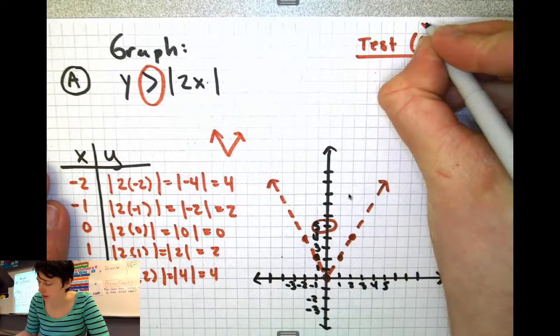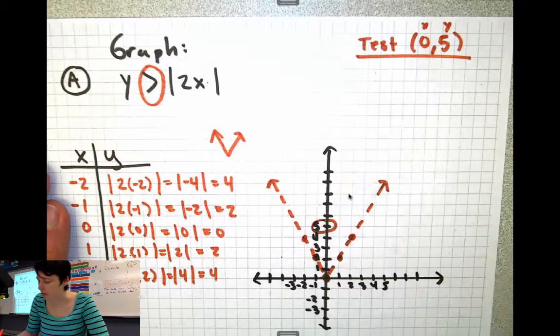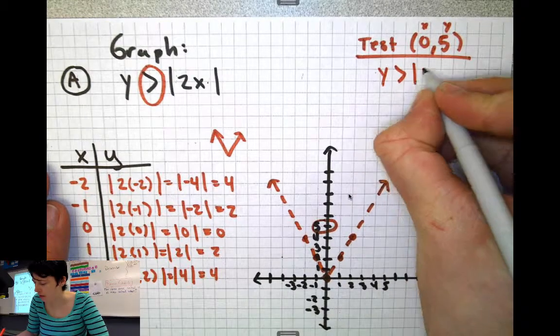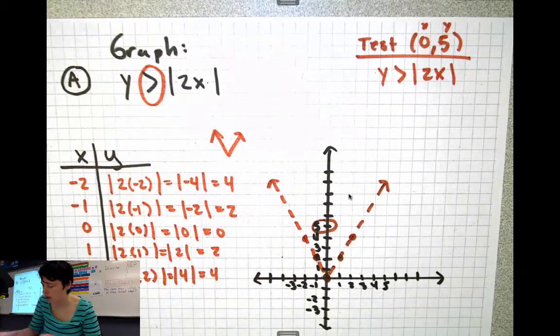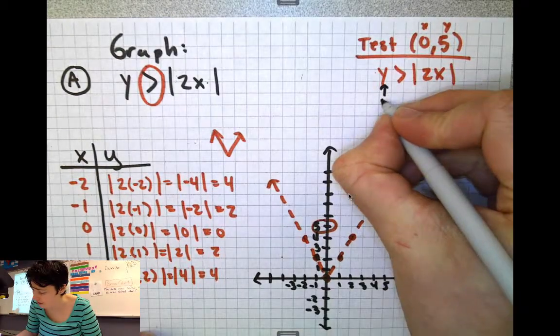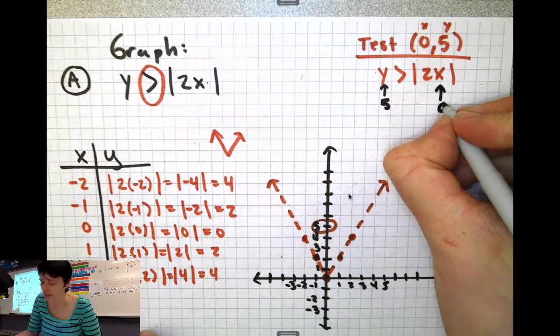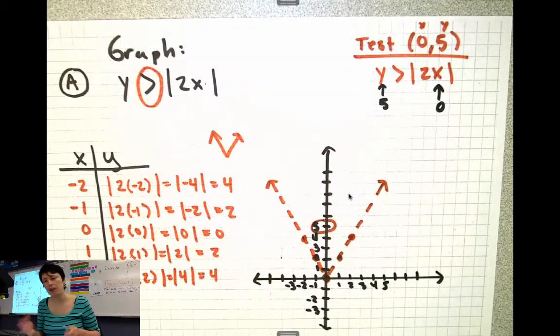Now remember, 0 is your x and 5 is your y. So if y is greater than absolute value 2x, what I'm going to do is change y into 5 and x into 0. And I'm going to see if this is going to pass or fail.